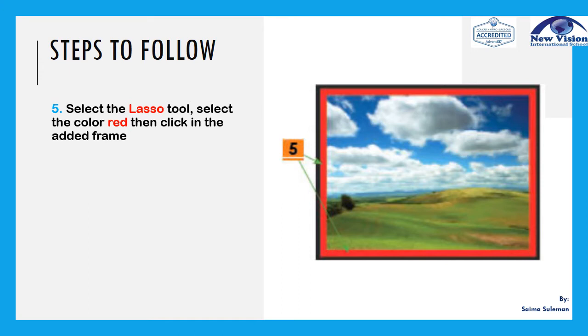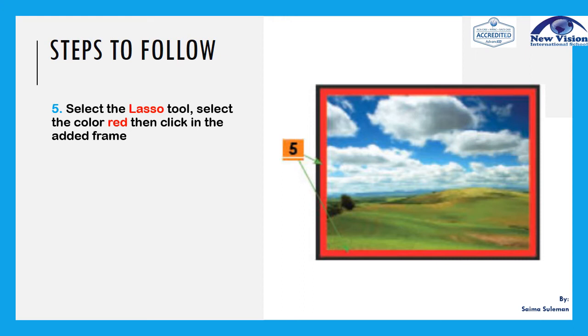Now what you will do, you will select the lasso tool, select the color red, then click in the edit form. Now you can see the picture, how it is transferred into another color, with the red one and the black border.